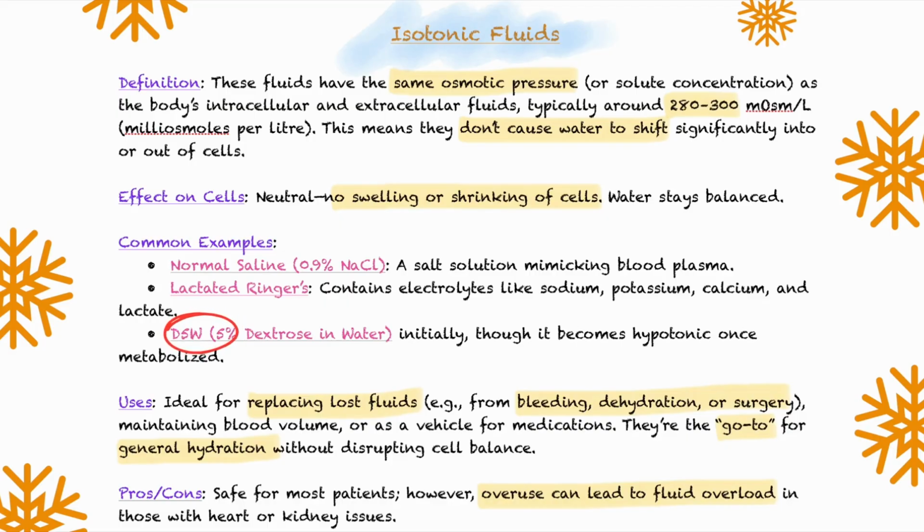D5W, which is 5% dextrose in water, starts isotonic but turns hypotonic once the sugar is metabolized. The use of isotonic fluid is for dehydration from vomiting, blood loss, or just maintaining volume.